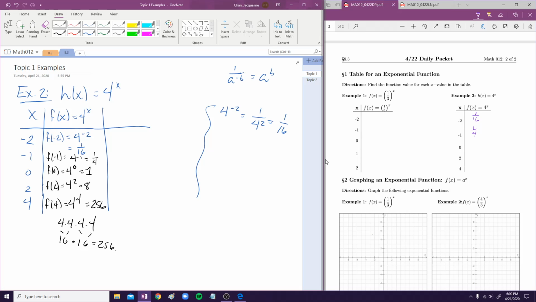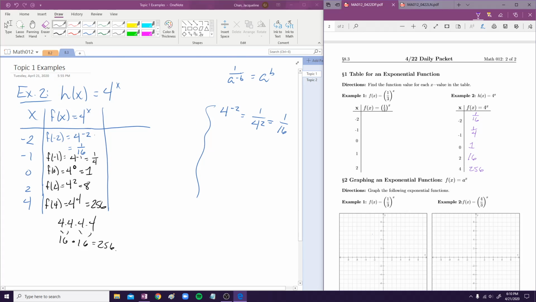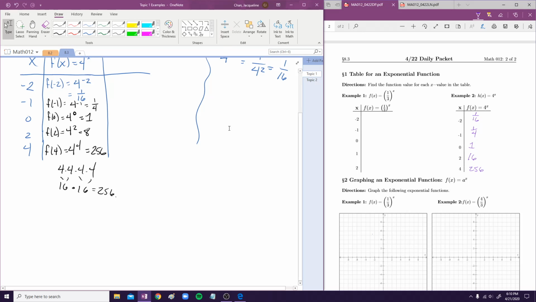Let me fill it out over to the right here, just to be a little more formal. So this is 1, this is 16, and this is 256. So not too bad. All you have to do is plug in some values, and remember what you do when you see a negative exponent and what you do if you see a 0. So let's do one more example.